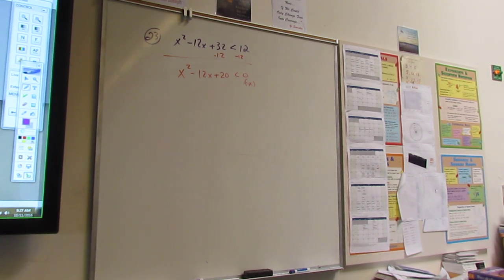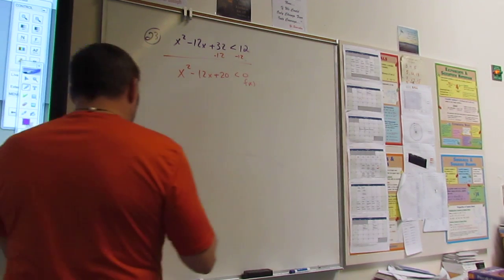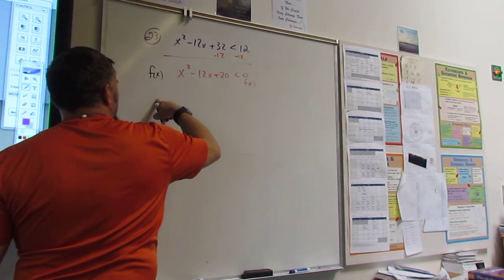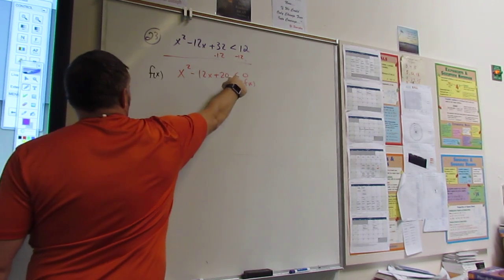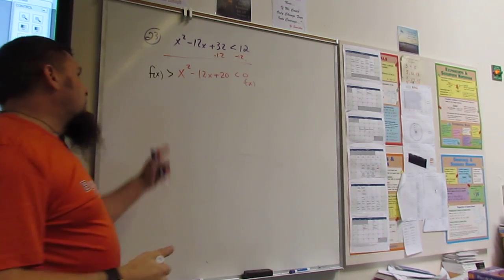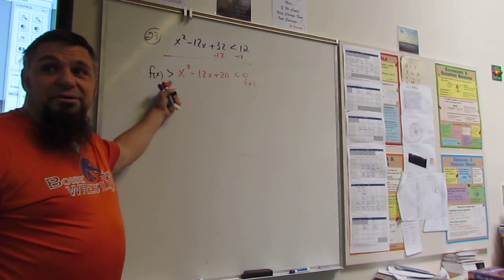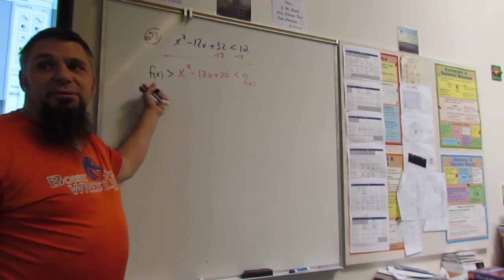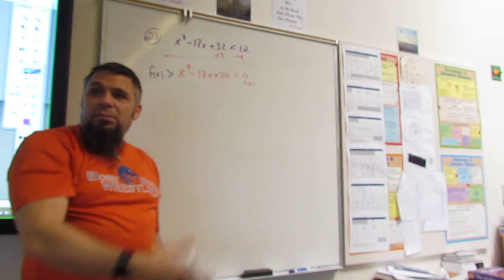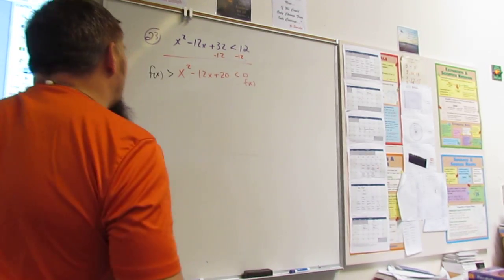Okay? And in this case, if we think about it, if I put f of x on this side, right? This is pointing at this, right? And so it's greater than. Y is greater than, right? So that means I'm going to be shading up. Correct? So anything that's up.